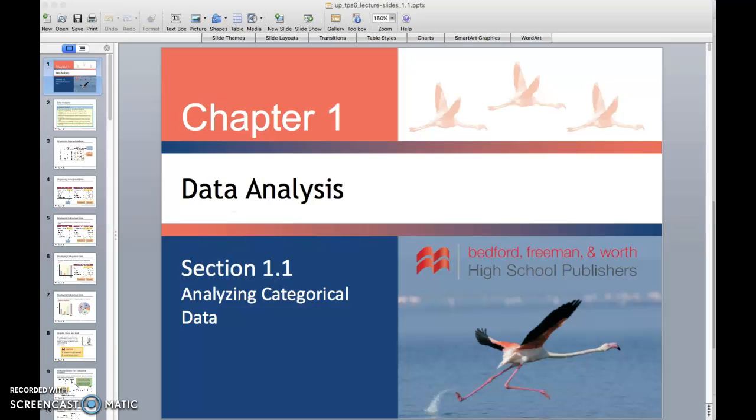Hey, welcome back. We're here now on to section 1.1. We're going to be analyzing categorical data. That's what we're going to be looking at.